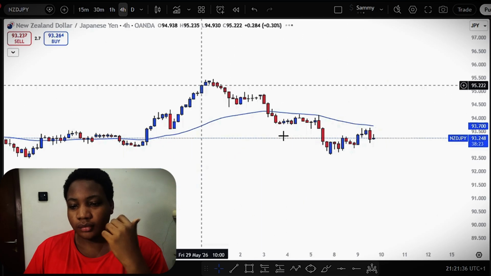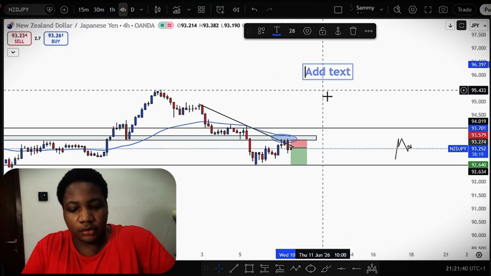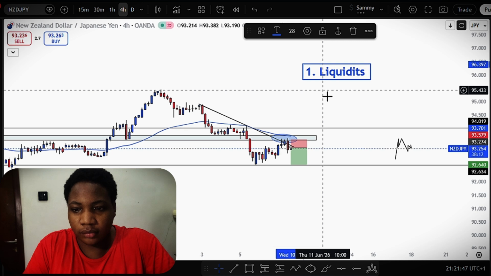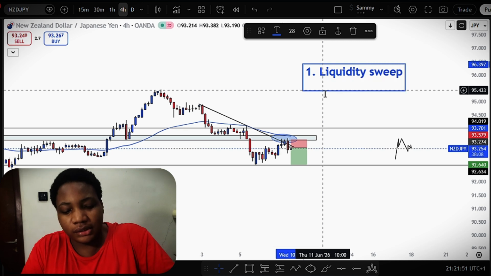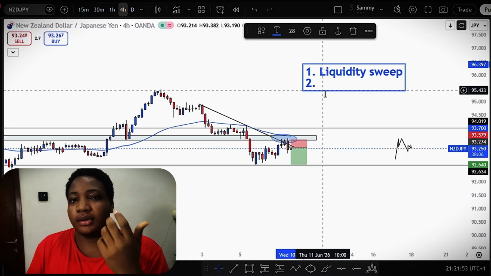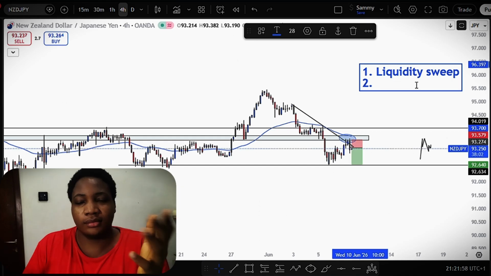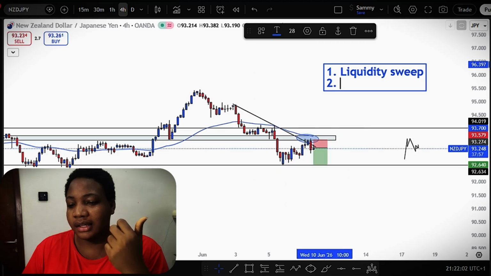So that is one. Let me even type it. So the first one we had was liquidity. Like I said, I don't really trade liquidity like all those traders, but I just understand it, so I can choose to remove it. It doesn't even matter. It's not part of my original analysis.